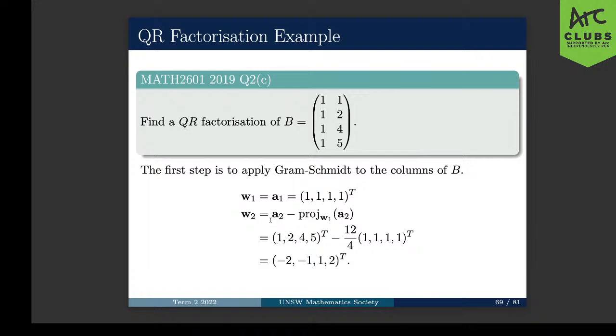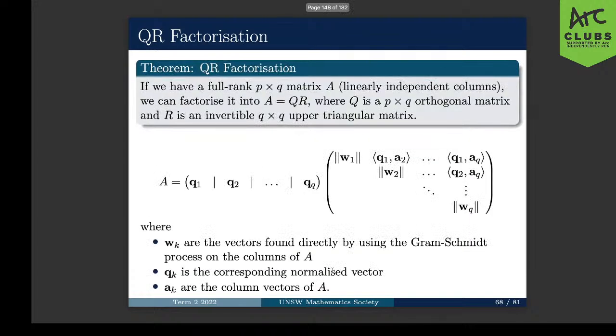And that gives us A2, which is 1, 2, 4, 5, minus 4 plus 5, that's 12, over W1 dot W1, which is 4. And we just multiply that by W1. Just computing that, we get minus 2, minus 1, 1, 2. So these are the W vectors we wanted here, which is good.